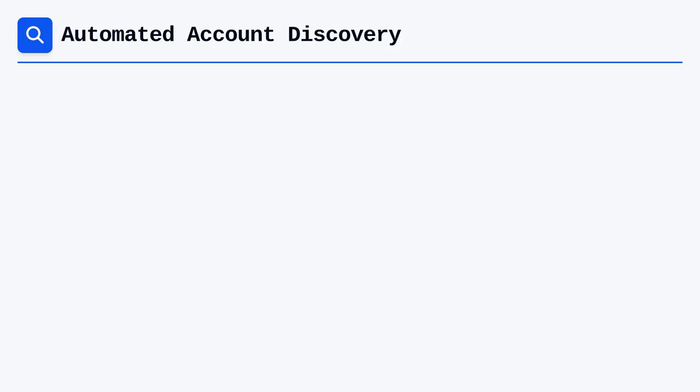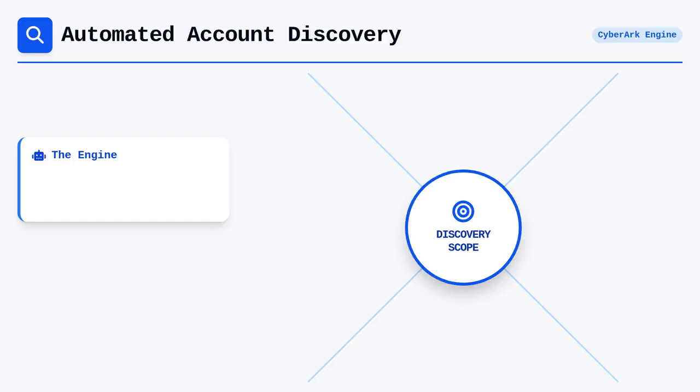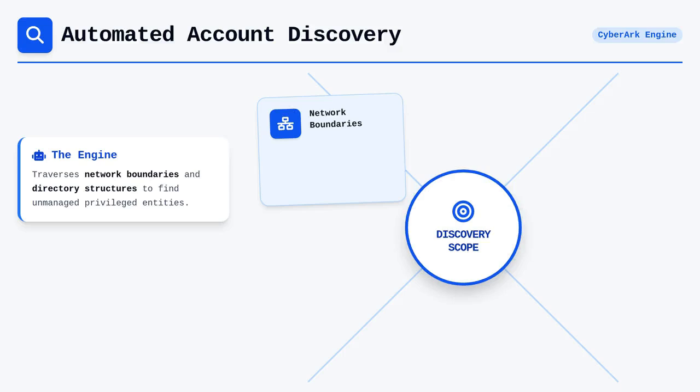In any reasonably sized enterprise, the sprawl of privileged credentials is a reality that often outpaces manual management. When we talk about automated account discovery, we are essentially talking about the process of instructing the CyberArk discovery engine to traverse your network boundaries and directory structures to look for unmanaged entities. To configure this effectively, you must define specific discovery scopes that determine exactly where the scan should look. By setting granular network boundaries such as IP ranges or specific subnets, you prevent the engine from scanning segments of the network that are irrelevant or outside your security purview.